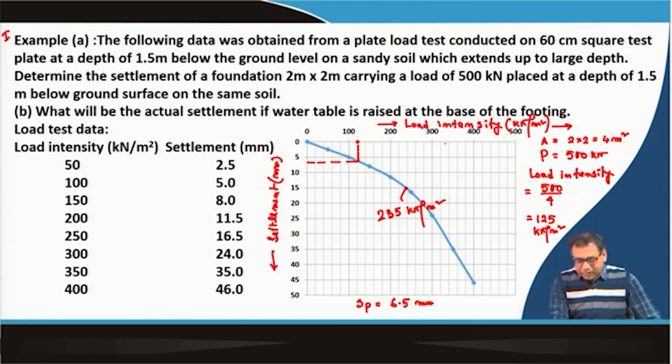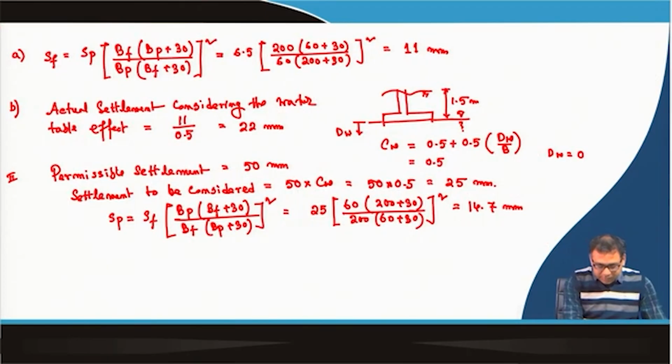Okay. So, that means 325 kilonewton per meter square will be higher without considering the water table effect. And if I consider the water table effect, the bearing capacity will reduce. So, that is why we are taking the lesser settlement value considering the water table effect, and then we determine the loading intensity, and that is giving 235 kilonewton per meter square.